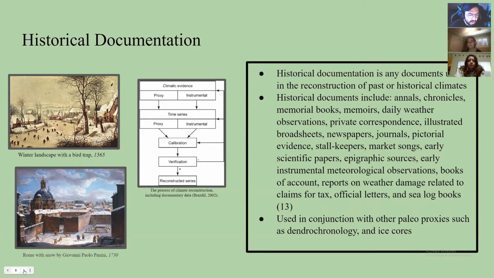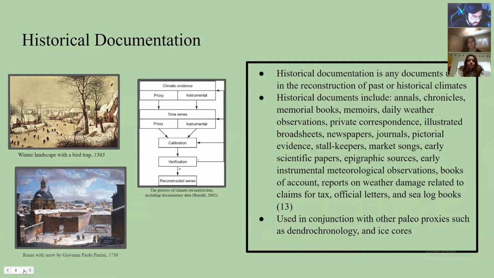Historical documentation is used in conjunction with other paleoproxies, such as dendrochronology and ice cores. As you can see on the pictures on the left, these are paintings done in 1565 and 1730 that show winter landscapes. The one on the bottom in particular shows snow in Rome, which is very uncommon nowadays. Rome is very arid, part of the Mediterranean that doesn't get hardly any snow. But in 1730, there was plenty of snow, showing that that's the type of climate that the people of Rome were dealing with at that time period.